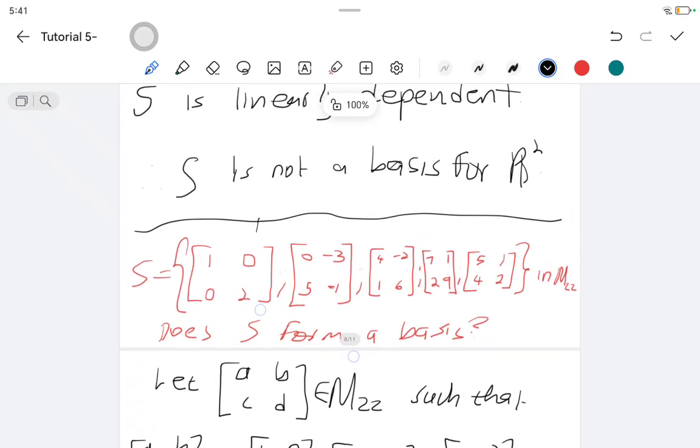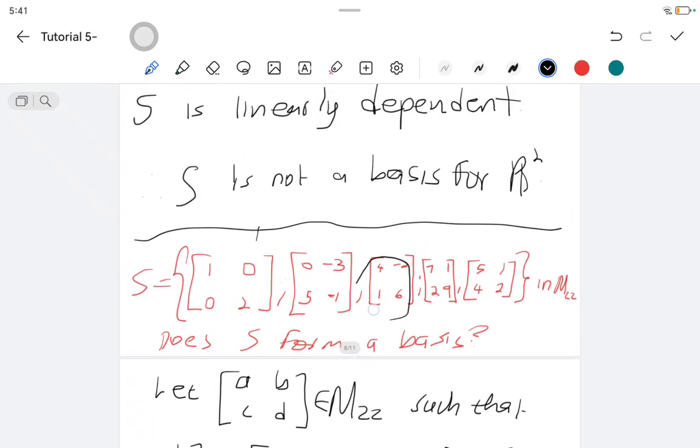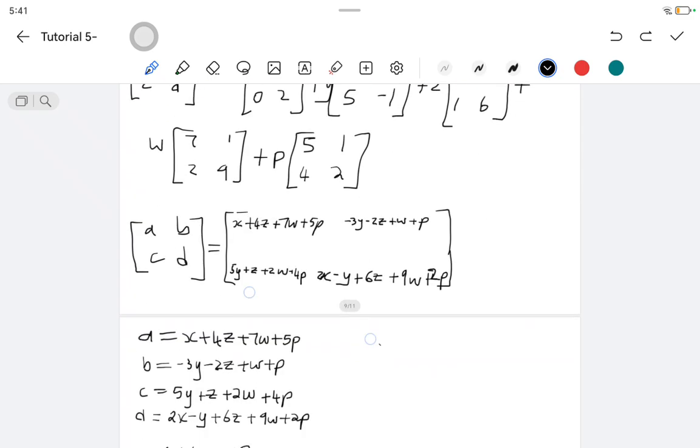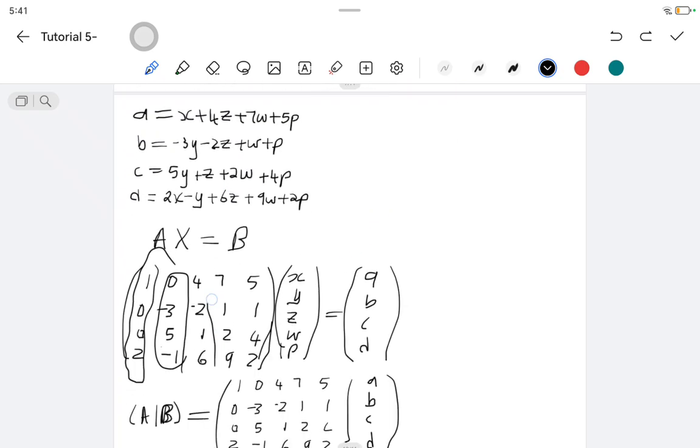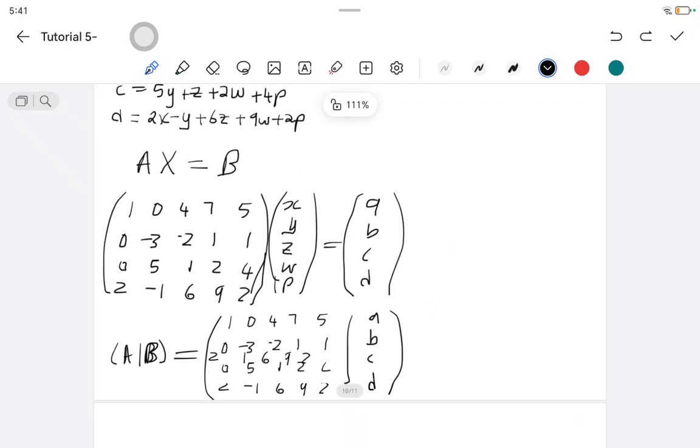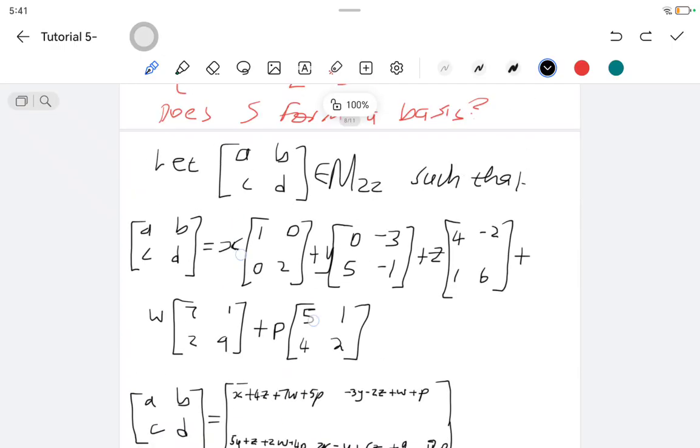Then we'll check the third one. It's 4, minus 2, 6. We check, it is 4, minus 2, 6. This one, right? And then the fourth one and the fifth one. So they will all be like that. Or, instead of checking them like that, you can also check them in this way.